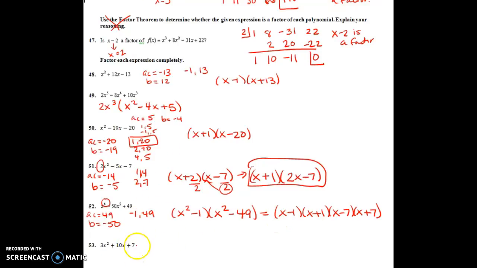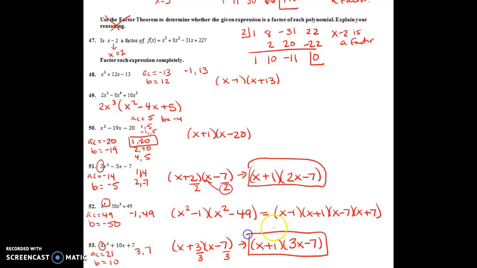And then my final one, again, it's all about AC still. So AC is 21, B is 10. That actually turns out to be 3 and 7. So I have x plus 3, x minus 7. But again, A is 3, so divide by that. And I get x plus 1, and then 3x minus 7. So those problems that I just went over are your simplifying standards for Chapter 4.